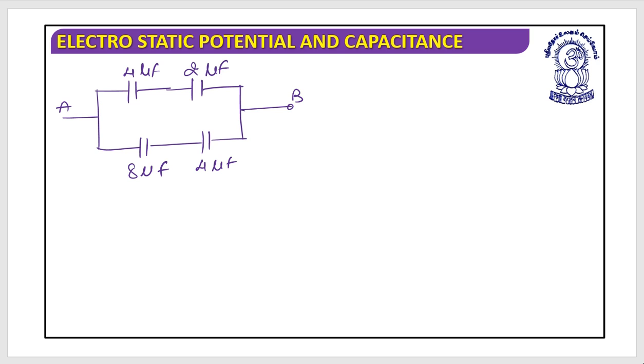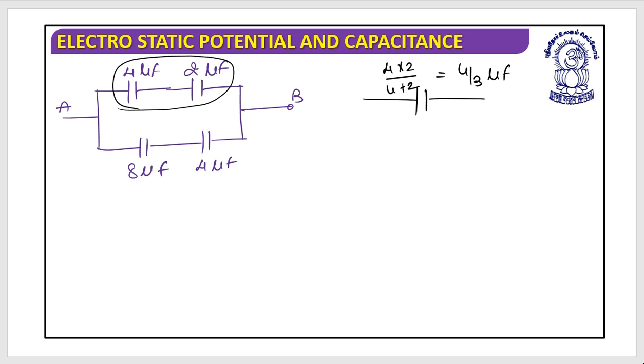Yes. Now you need to find out the series and parallel combination. So these two are in series, so their equivalent would be 4 into 2 divided by 4 plus 2. It's 8 divided by 6, which is 4 by 3 microfarad. And on the lower side, it's 8 times 4 divided by 8 plus 4, which is 12, so this is 8 by 3 microfarad.